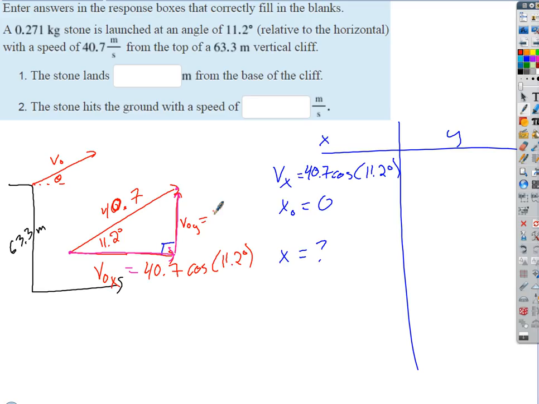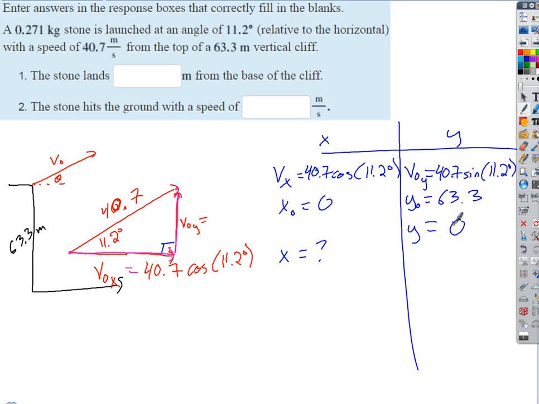So we'll just write that over here. So v naught sub y is our initial speed times the sine of 11.2 degrees. Okay, what is our initial position? So y naught is 63.3 meters. What's our final value of y? 0. Okay.